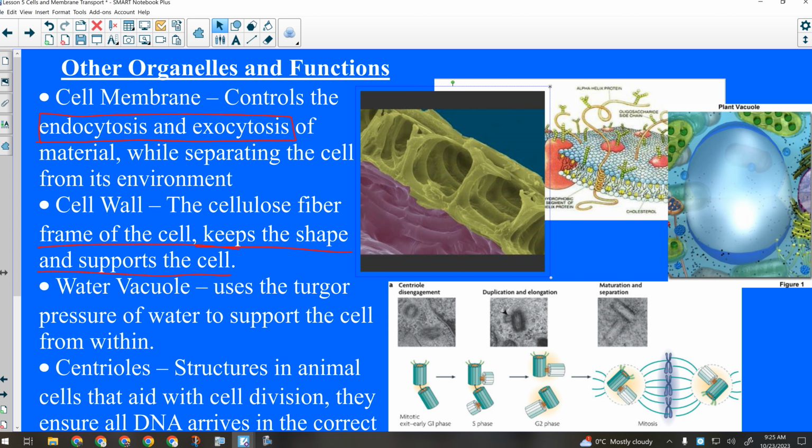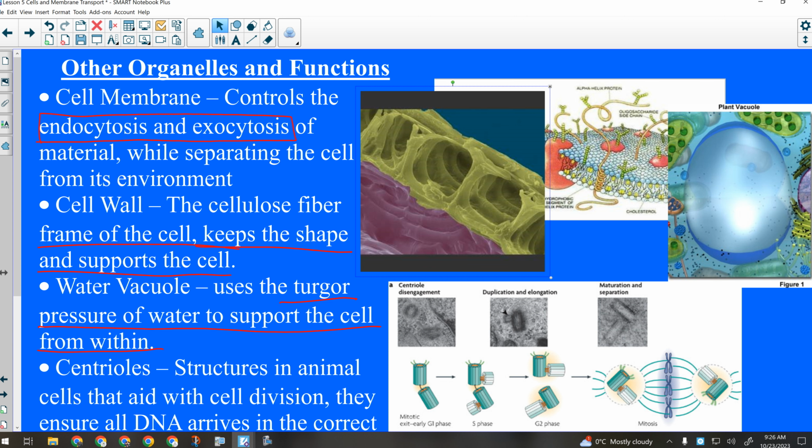Okay. The same can be said of the water vacuole. Right? The water vacuole supports the shape of the cell, but it does it differently. The cell wall supports from the outside, and it's a frame. It uses the strength of the fibers. The water vacuole supports the shape using what's called turgor pressure. And that would be an important part of your answer. Uses turgor pressure to support the shape of the cell.